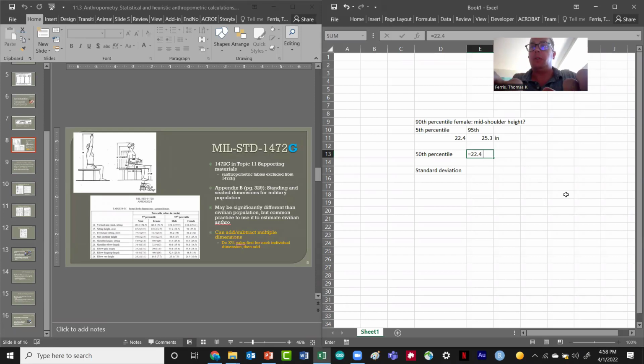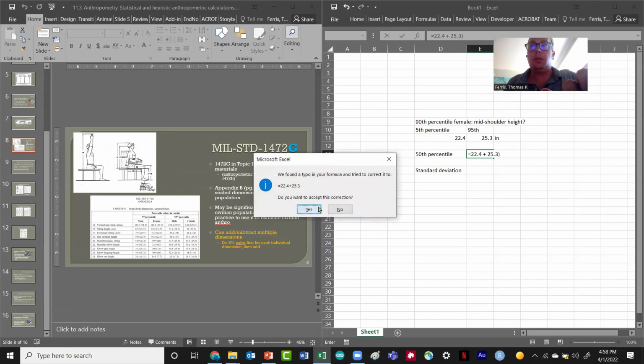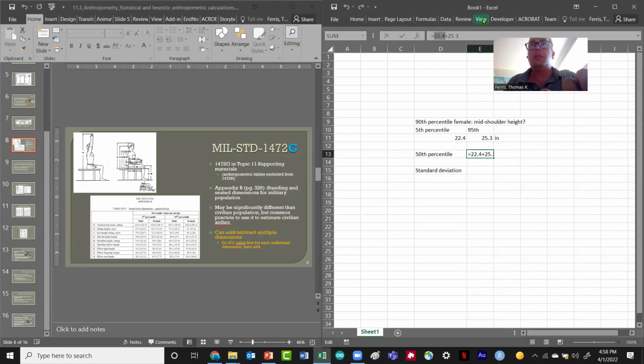So 22.4 plus 25.3, let's put them in parentheses, divided by 2. 23.85 is our mean. Well, what's our standard deviation? How can we possibly know that?